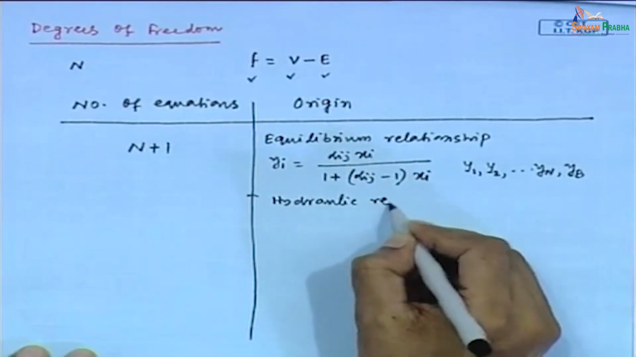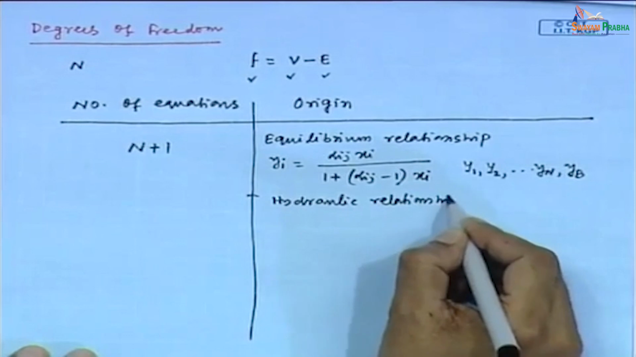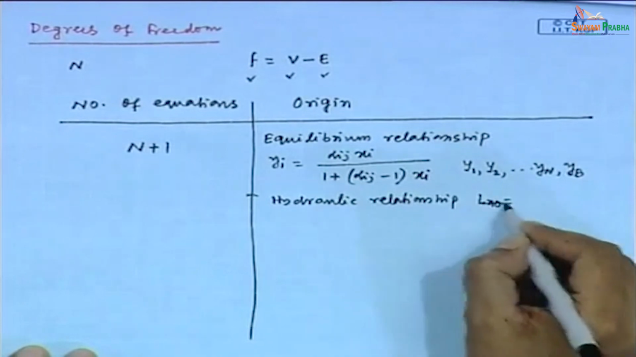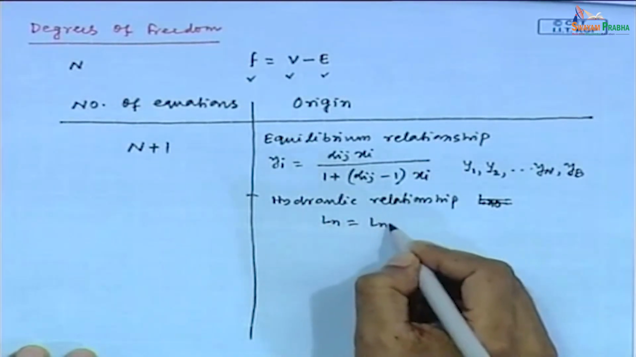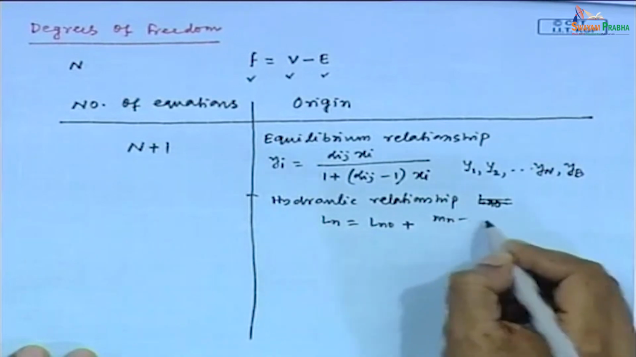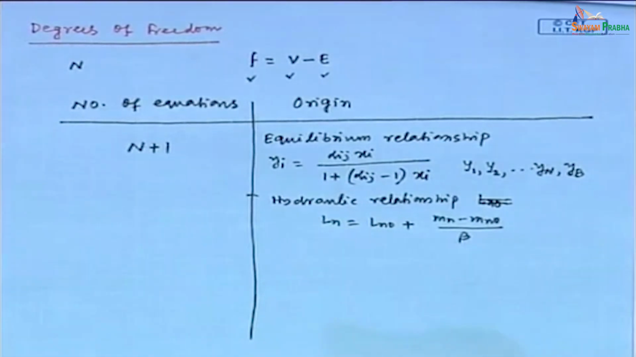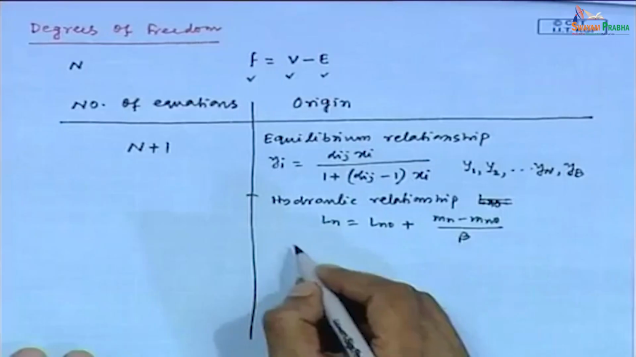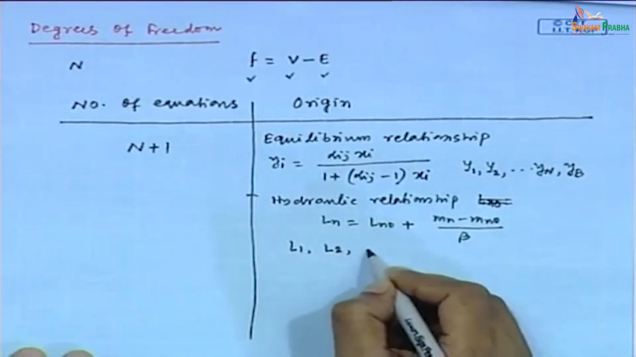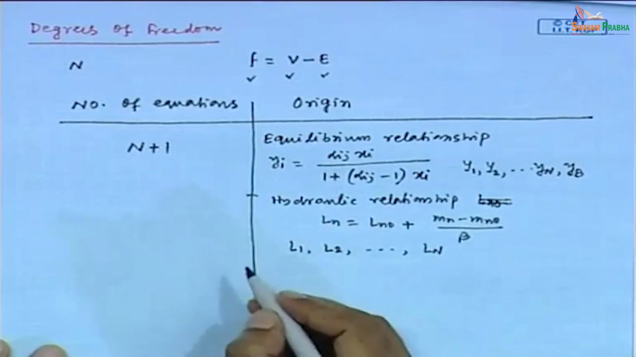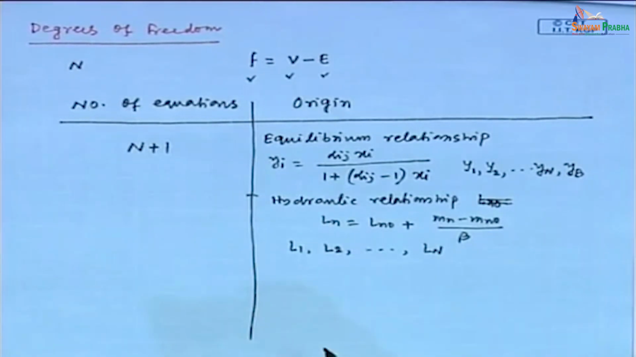Hydraulic relationship, that is Ln = Ln0 + (Mn - Mn0)/beta. How many liquid flow rates are involved in the distillation model? L1, L2 up to Ln. N number of liquid flow rates we have to calculate using this Francis weir formula.